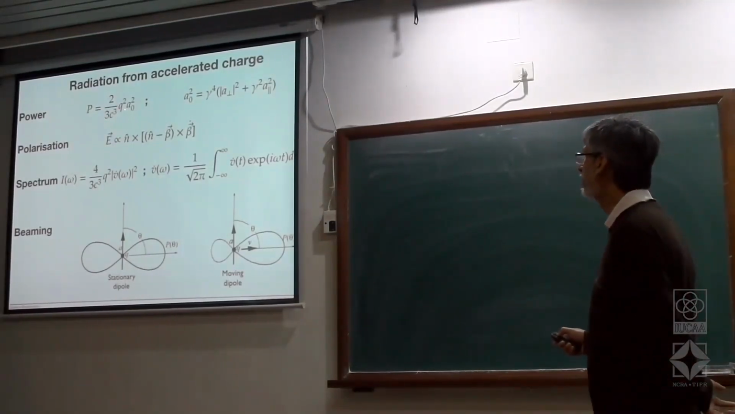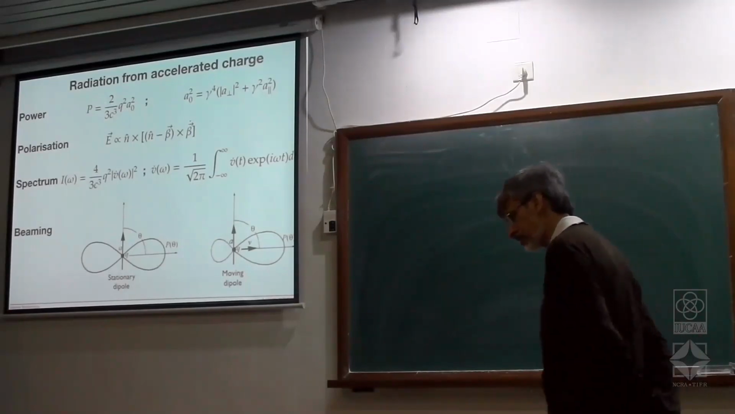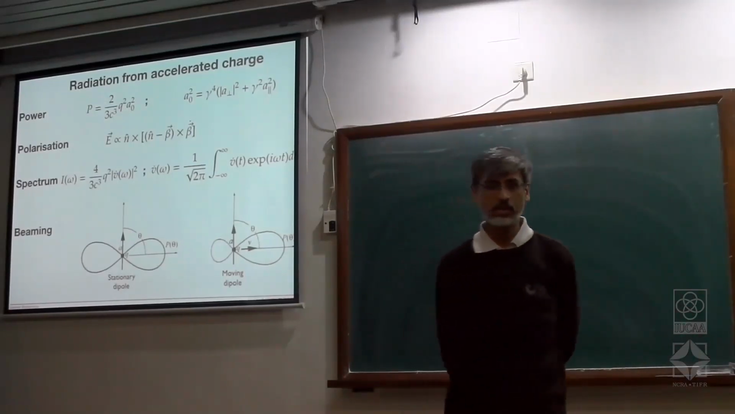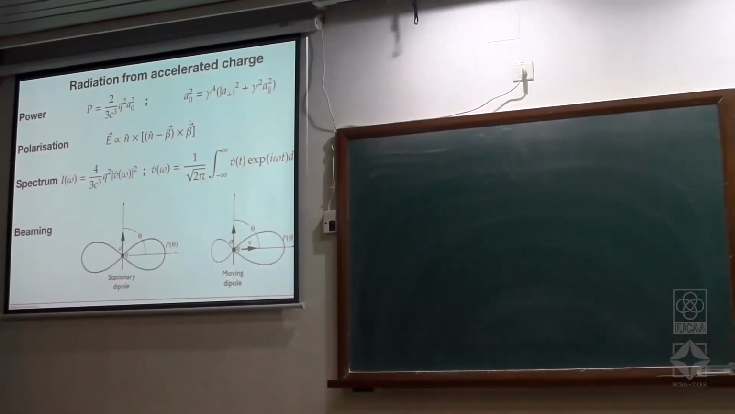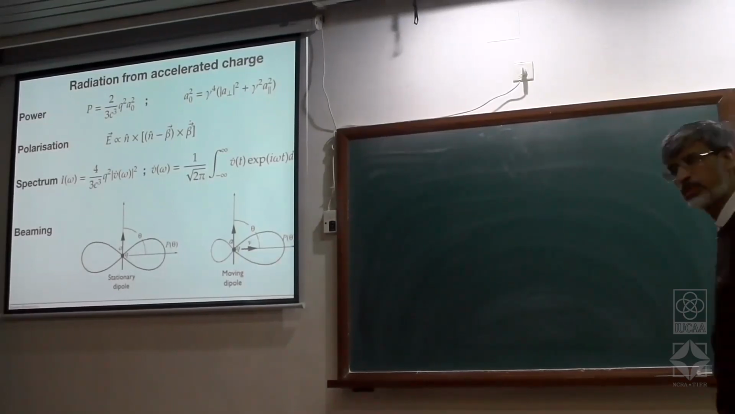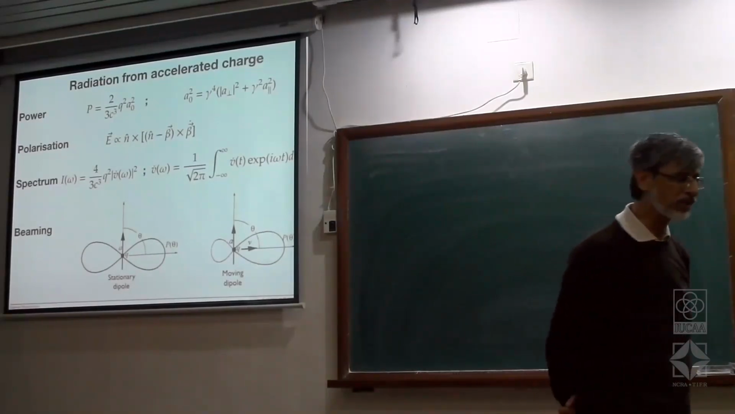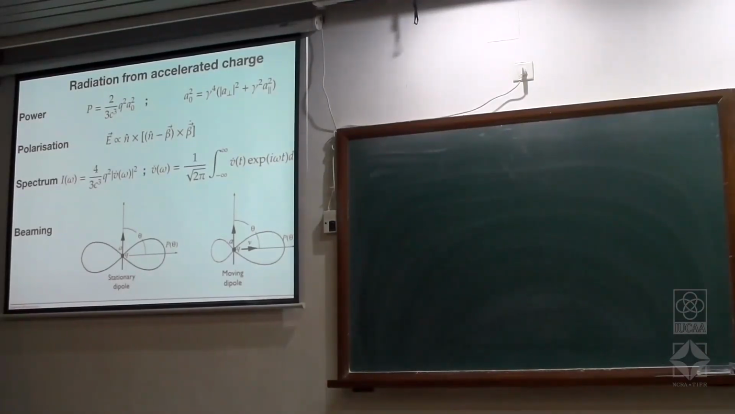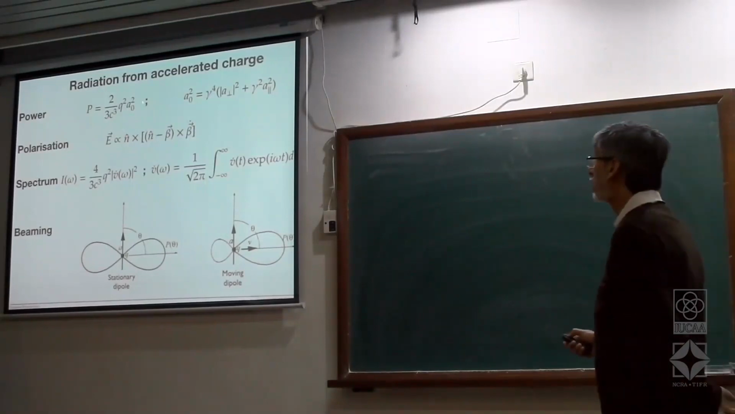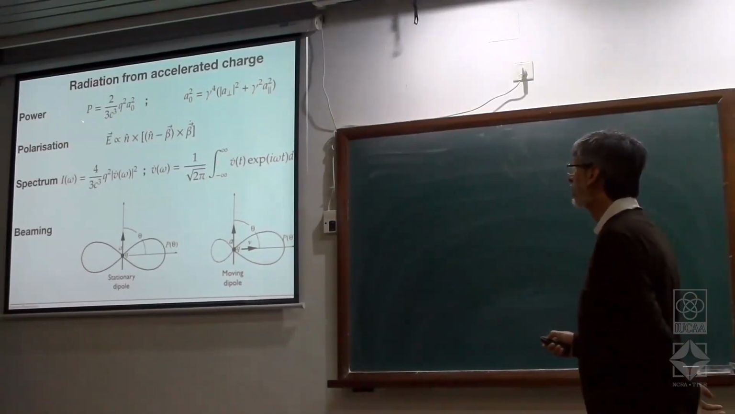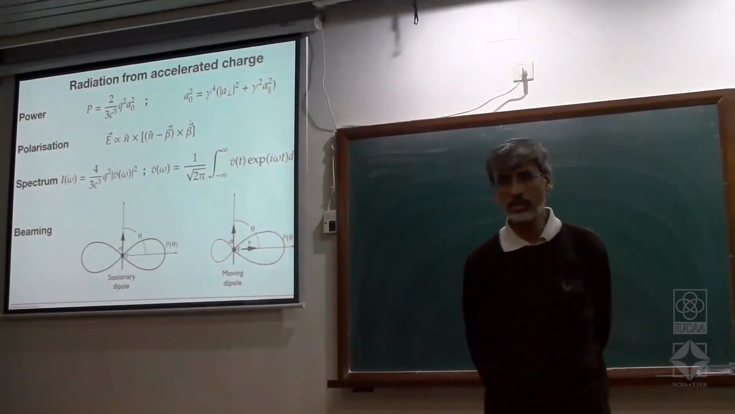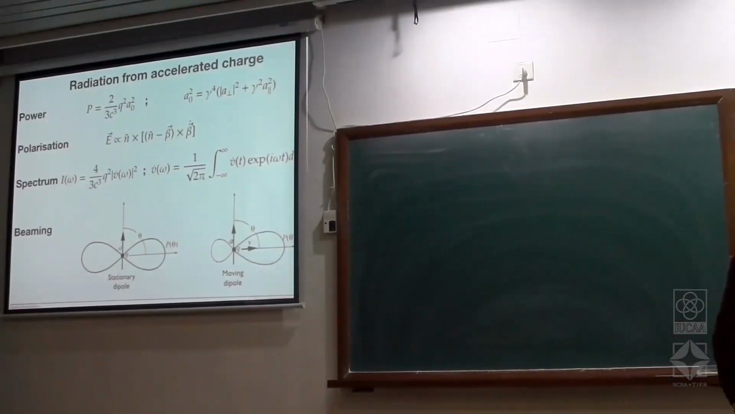can be written as 2 by 3 c cube q square a0 square. This is in CGS, where q is the charge. Now you can see that this is square of the charge, so therefore the sign of the charge doesn't matter. So electron and positron will radiate exactly the same amount. Also, notice that this is in the instantaneous rest frame of the particle.